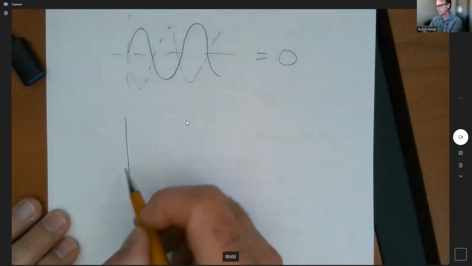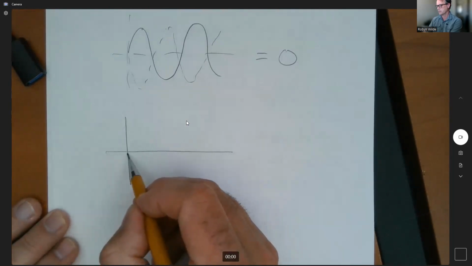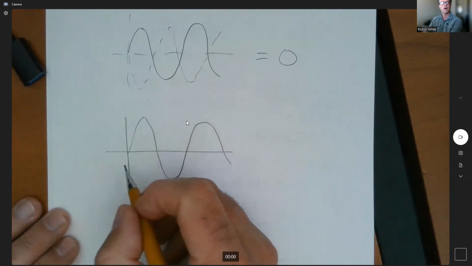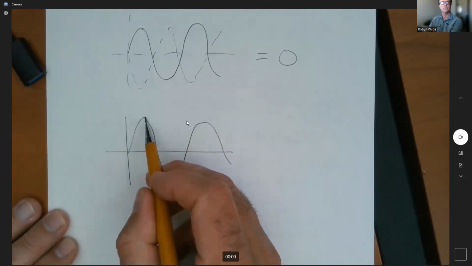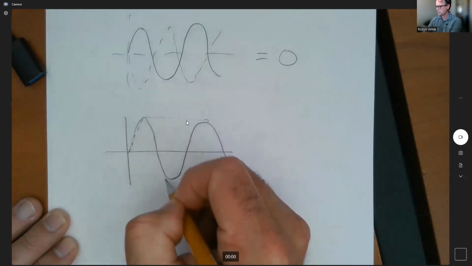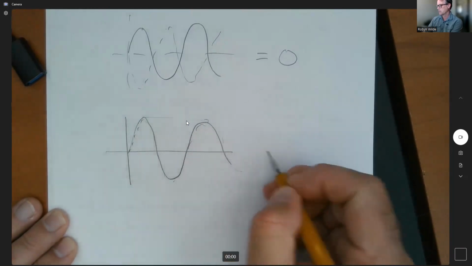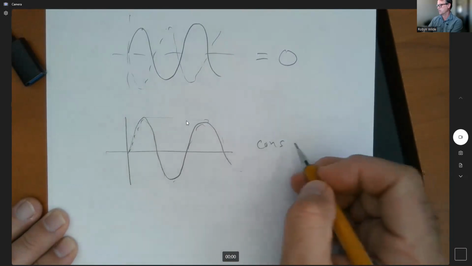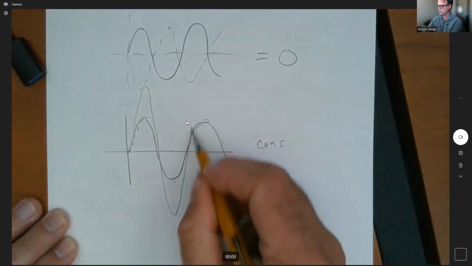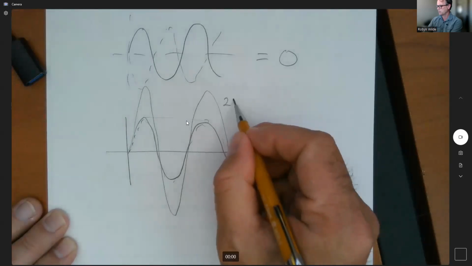On the other hand, if I took this original wave and I shifted it by a whole wavelength, so I just move this all the way over, I basically just have the same wave again. And this is our constructive interference case. So now the waves will add up together and I will get something that is twice the amplitude.